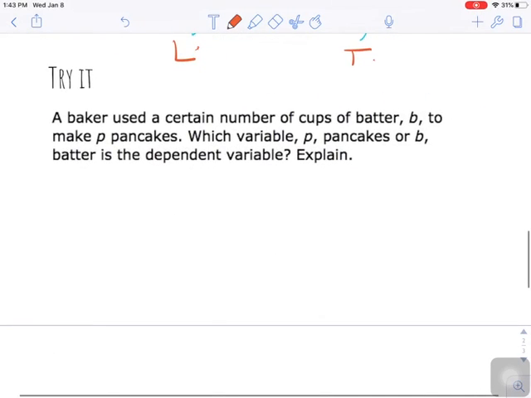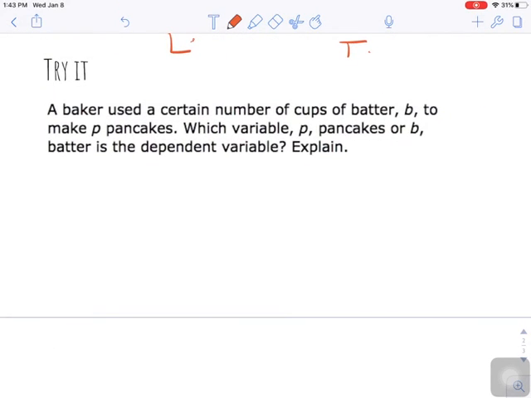All right, so our last one, I want you guys to try this on your own. It says a baker used a certain number of cups of batter, B, to make P pancakes. Which variable, P pancakes or B batter, is the dependent variable? So think about which depends on what. Do the number of cups of batter depend on the number of pancakes you're making, or do the number of pancakes you're making depend on how much batter you have? So think about which would be our independent and which would be our dependent variable here.